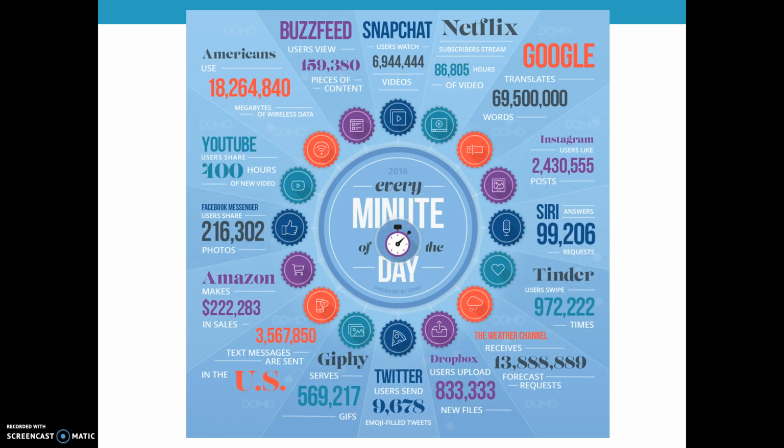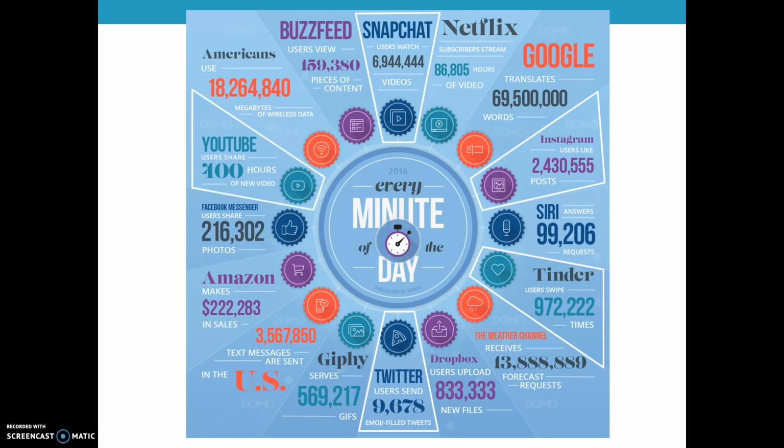Here's a fun, informative infographic that shows how social media and other sites or apps are being used every minute of the day. Some of the highlights are: Snapchat users watch almost 7 million videos every minute of the day. Instagram users like almost 2.5 million posts every minute. There are almost 1 million swipes on Tinder. Twitter users send emoji-filled tweets over 10,000 times. And YouTubers share 400 hours of new video every minute of every day. With numbers like this, it's easy to see why so many people are investing in social media data mining and analytics.